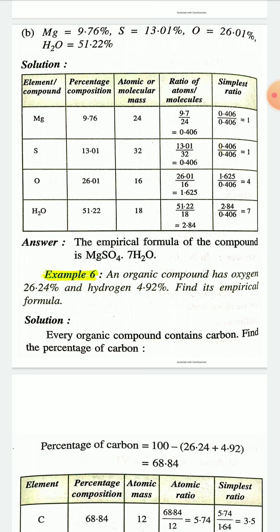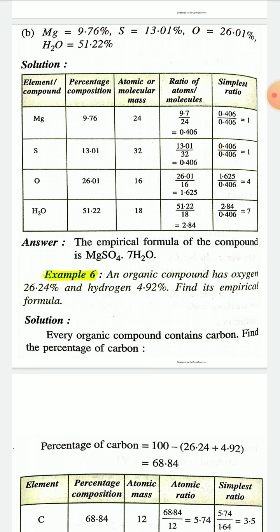Okay, now to find out the ratio of atoms or molecules, you have to divide the percentage composition by their atomic masses. So for magnesium, the ratio of atoms is 9.76 divided by 24, that is 0.406. And now calculate the ratio of atoms of sulfur.